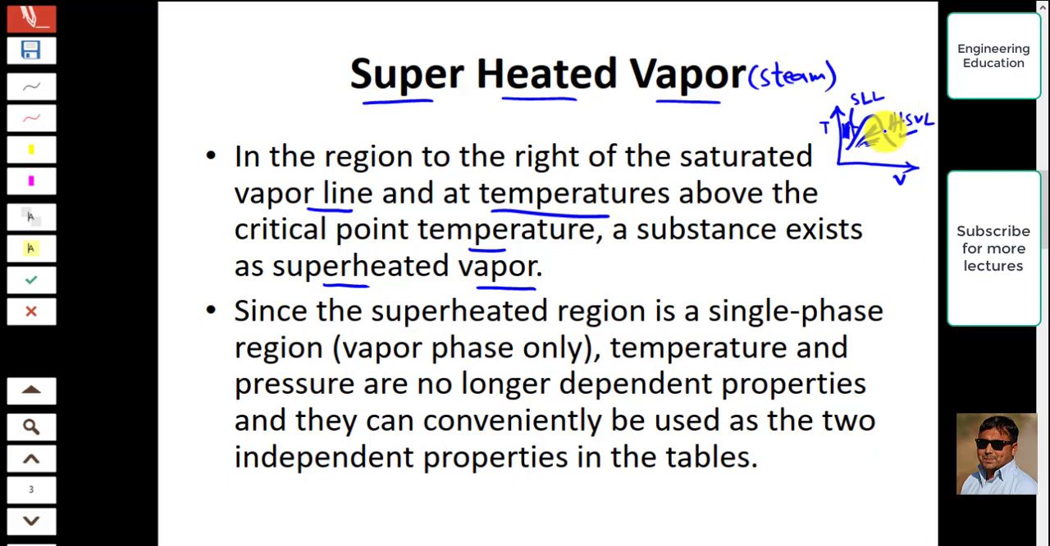So the region to the right of the saturated vapor line is actually the superheated region, and the state of steam in that region is called superheated steam. Specifically, generally we can say superheated vapor. Since the superheated region is a single phase region, vapor phase only, temperature and pressure are no longer dependent properties, and they can conveniently be used as the two independent properties in the steam tables.